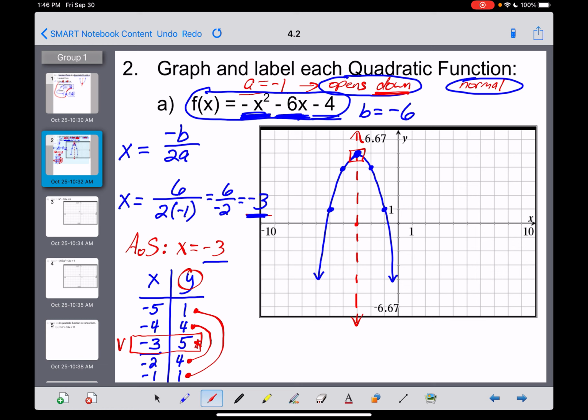So it's a really similar process to what we did back in 4.1. We just had to do this work up here in order to find the vertex. Okay, but we've got our axis of symmetry right there in the middle at the line x equals -3, and we've got our vertex located right here at the point -3, 5. So when the directions said graph and label each quadratic function, this one's in pretty good shape.